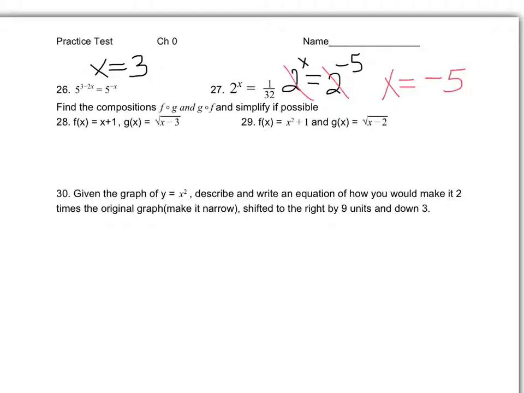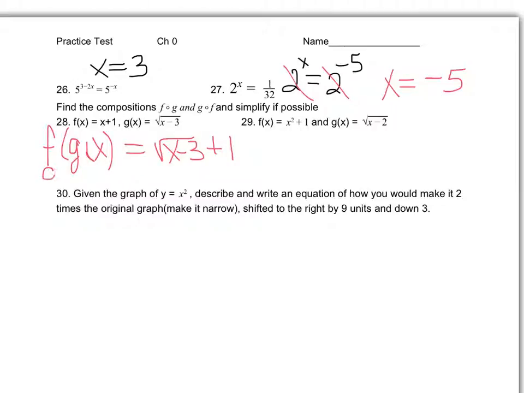The compositions. So if you do f of g and then g of f, okay, so the first thing you start with is g. And you have the square root of x minus 3, and that goes in anywhere there is an x. So this would be the composition of f of g. And there's really no way to simplify it.